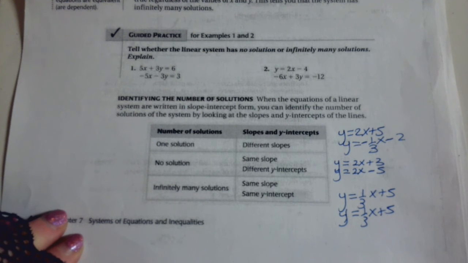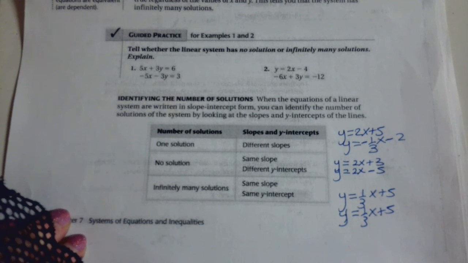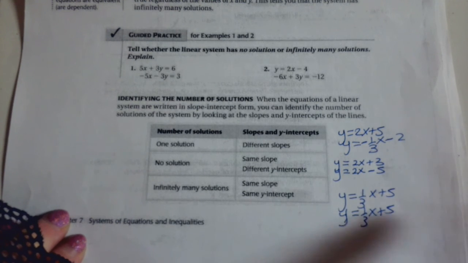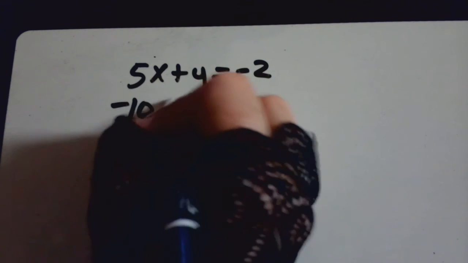So even before you graph, once you have it in slope-intercept form, you just look at it and know, okay, I'm going to have one solution, no solutions, or infinitely many. Okay? So this last part of homework is fairly simple. They just want you to identify how many solutions. So I'm just going to do a couple. Tell whether the equation has one solution, no solution, or many solutions. So here's the first one. Here's this line and this line.